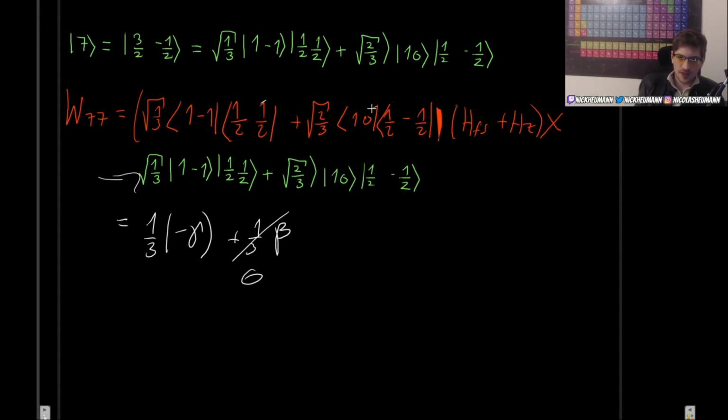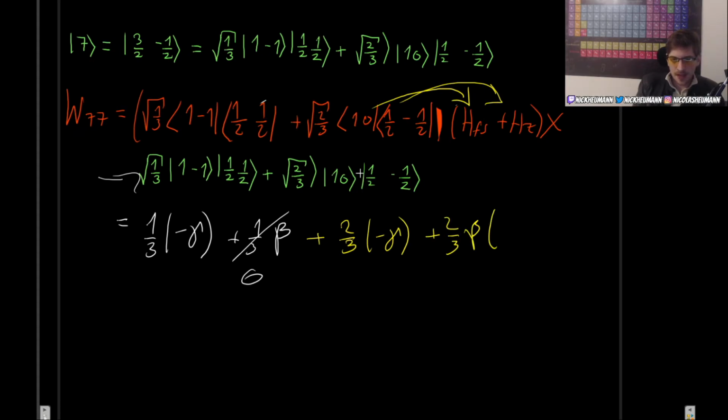All right, next part. Let me get rid of these lines. Let's change color. So we get this times the fine structure. So that's going to be plus square root of 2/3 squared. So we get 2/3. And then we have the fine structure part, which is again minus gamma. And then Zeeman, which will be 2/3 beta. And ml is 0, ms is minus 1/2. So we actually get a minus 1. So this is going to be minus 2/3.